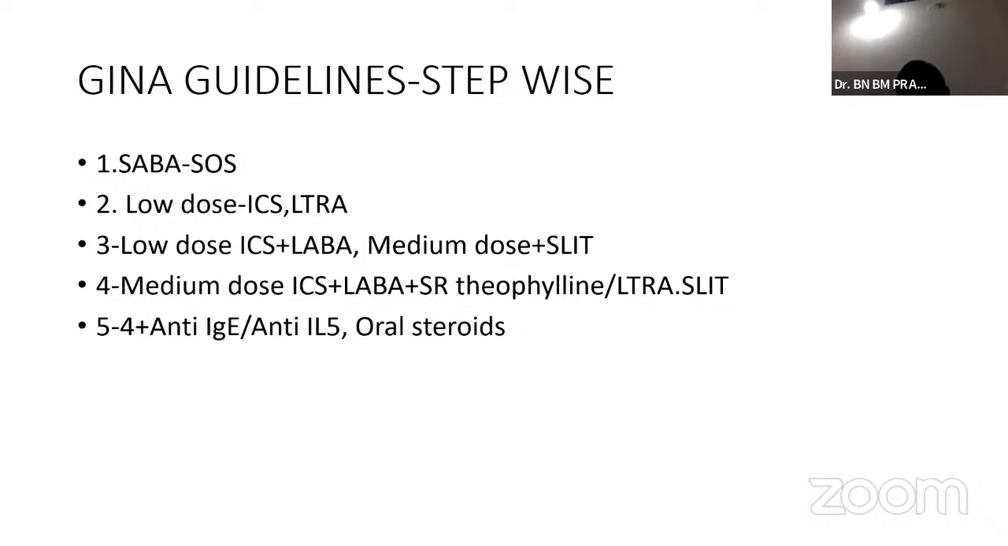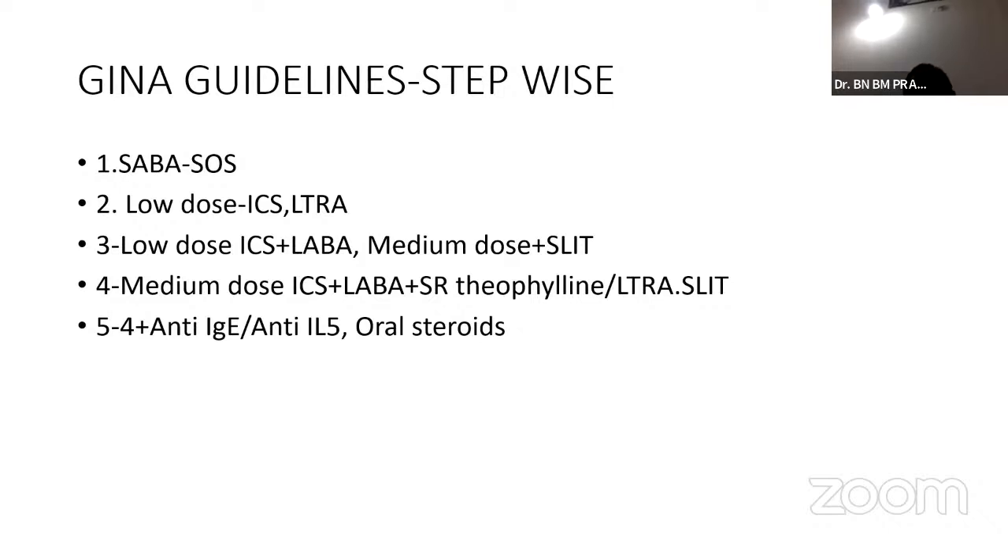And then in step 4, we have a medium dose of ICS, LABA, and you can also give sustained-release theophylline, a low dose, which can also control the airway inflammation, which can also stimulate the respiratory muscles. In addition, you can also use leukotriene receptor antagonists.